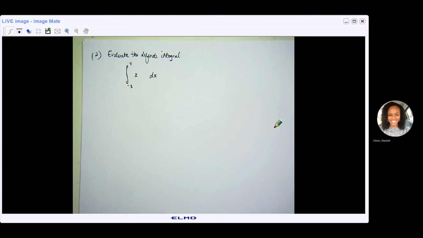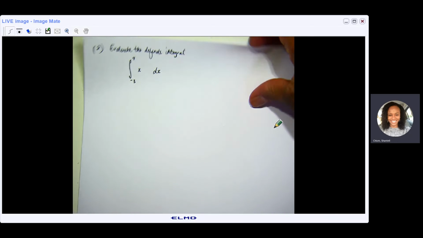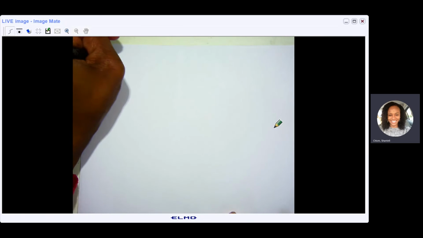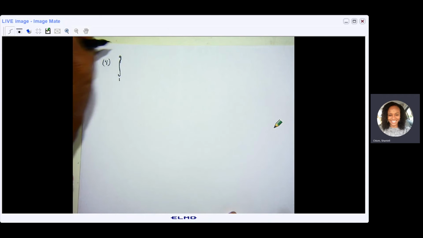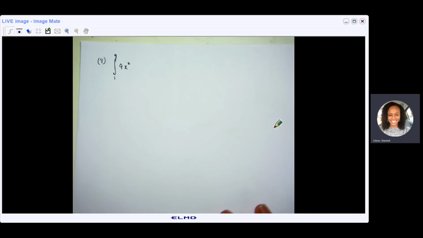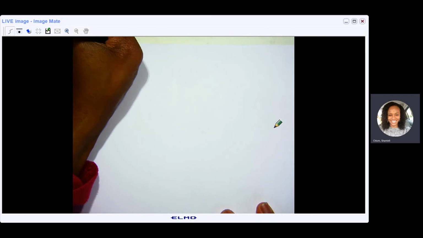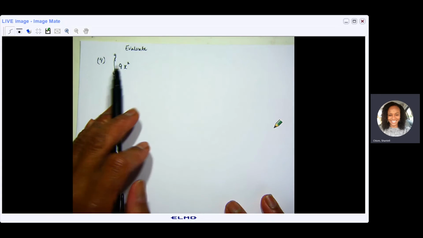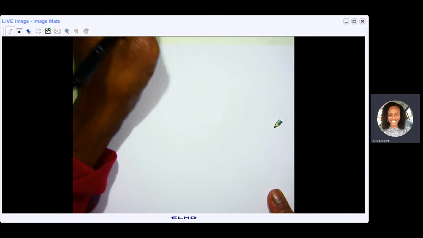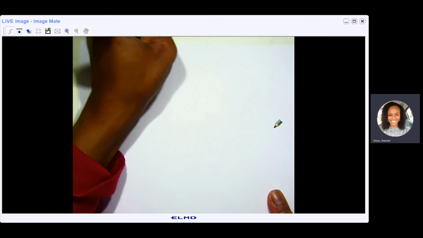All right, so let's look at number 4 instead of number 2. It's a little bit more complex, and then we'll move on to even something else here in a little bit. All right, so same direction. It says evaluate. I wanted to do this one because it wasn't just an x, it was a 9x squared, so it has a little bit more on it. Evaluate the definite integral.